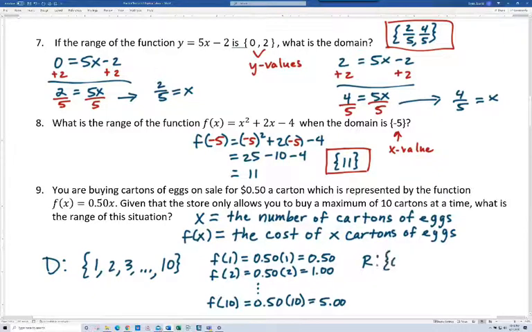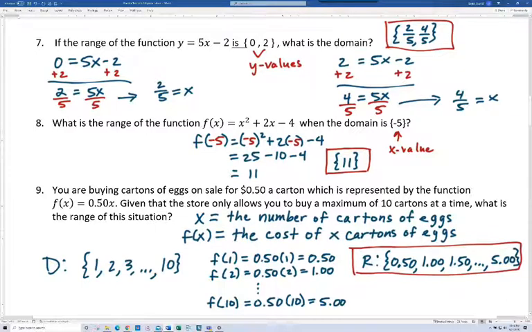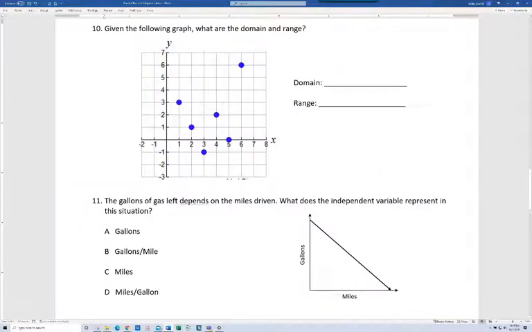So again, I think when I write the range, I would write 50 cents, $1, $1.50, and then I'm going to do the dot dot thing up to $5. All right, and that's our range. Okay, let's move on to the next slide.